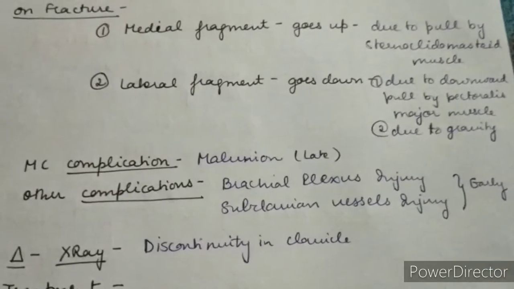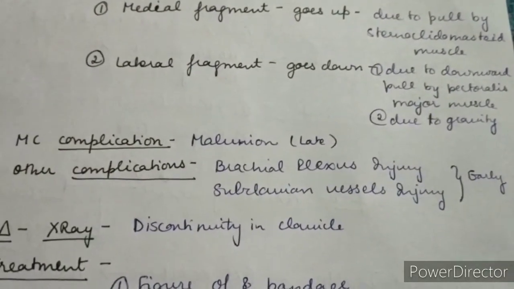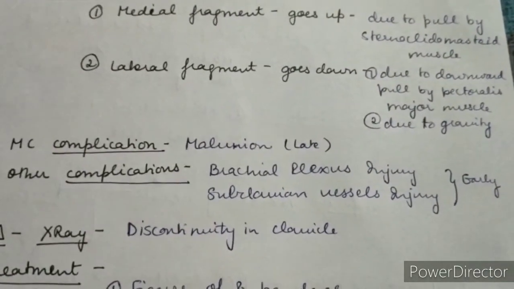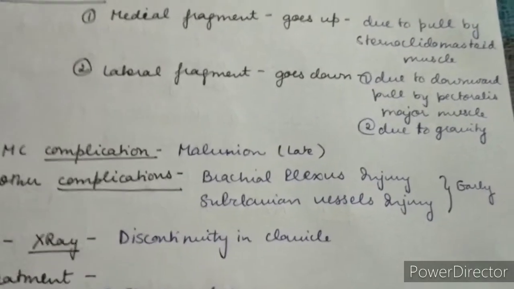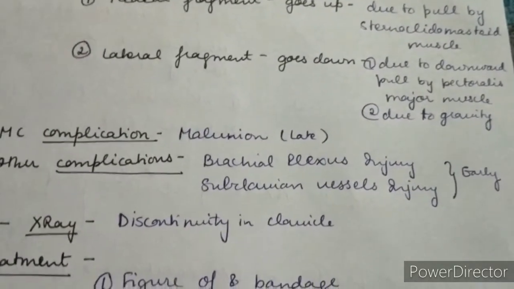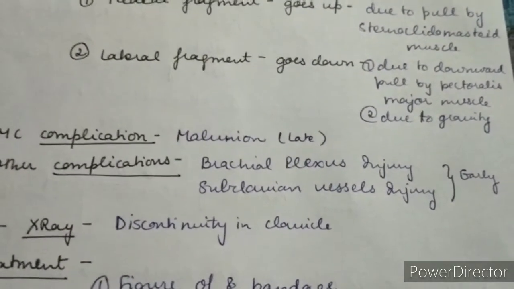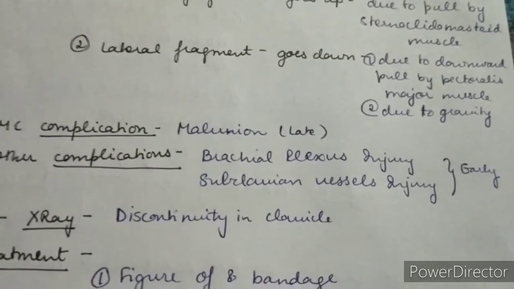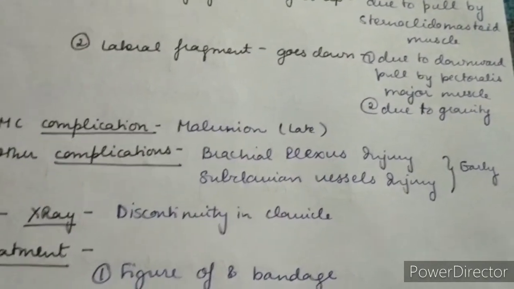Now what are the complications? Most common complication is the malunion, but it is a late complication. The other complications include the neurovascular injury, which is brachial plexus injury, and the subclavian vessels injury. This is an early complication.